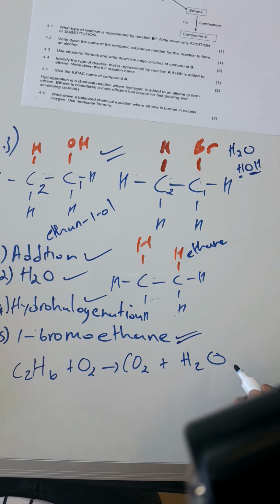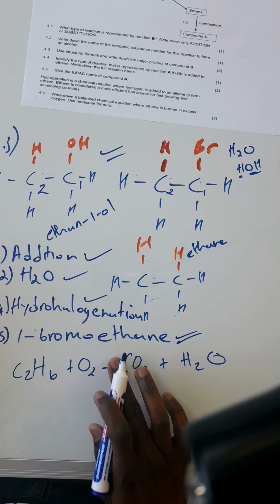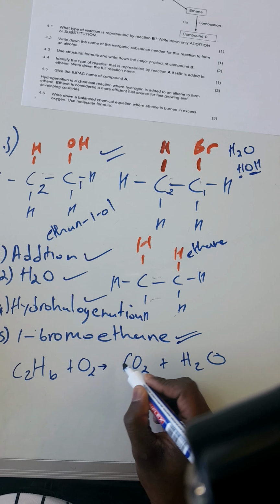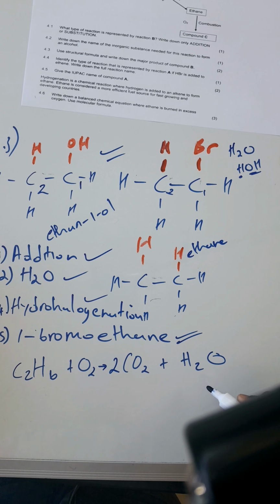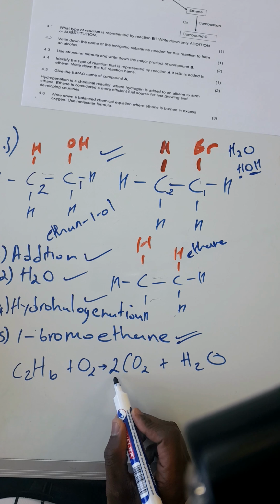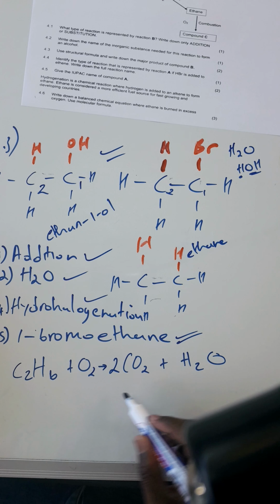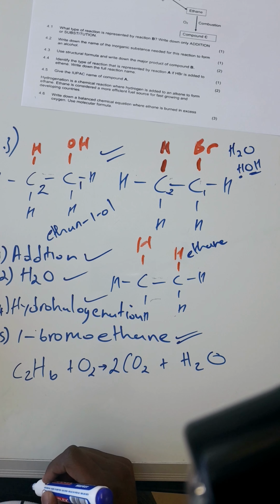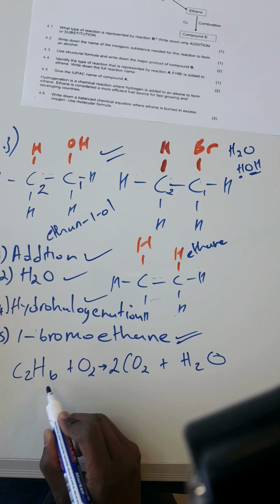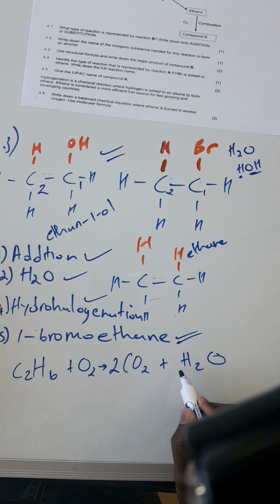So to balance it, we have 2 carbons on the left hand side, so we must make sure that we have 2 carbons on the right hand side as well. We multiply by a coefficient of 2 on the carbon dioxide. Now we have 2 carbons there as well. Now what about hydrogens? We have 6 hydrogens on the left hand side, and only 2 on the right hand side. So we multiply the water by 3 so that we have 6 hydrogens, 2 times 3, on the right hand side as well.